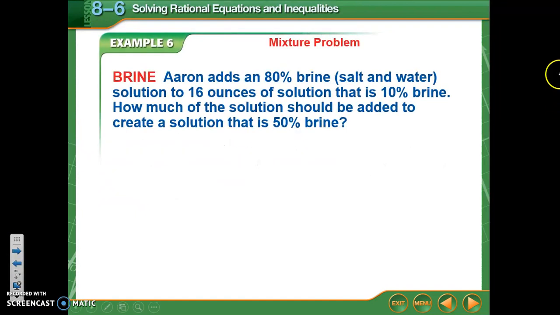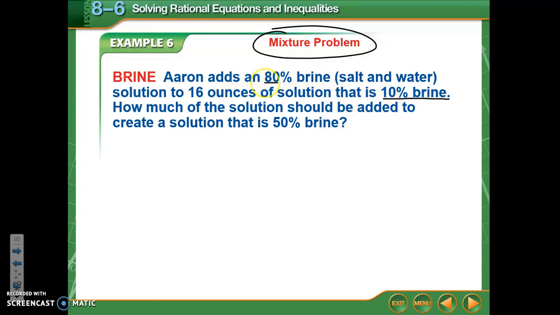Okay, so we're just going to jump in and try a few of these. And in class tomorrow we will practice. So the first kind of problem we have is a mixture problem. Aaron adds an 80% brine solution, that means 80% salt and water, brine is salt and water together, to 16 ounces of a solution that is 10% brine.